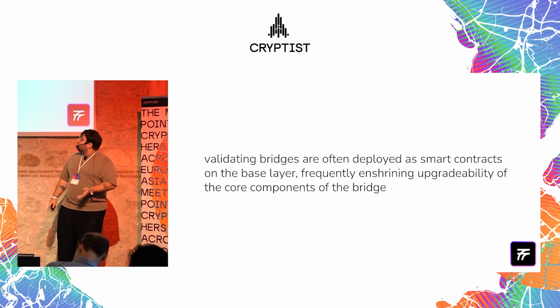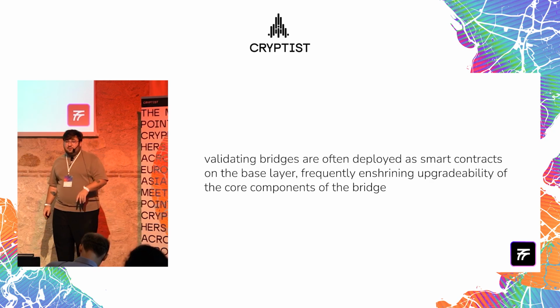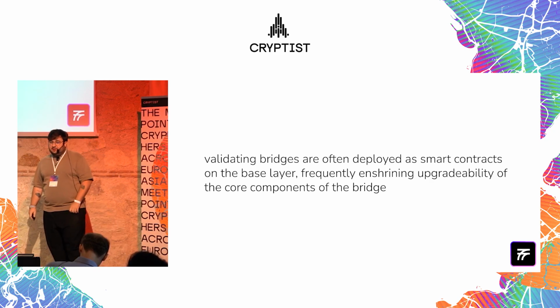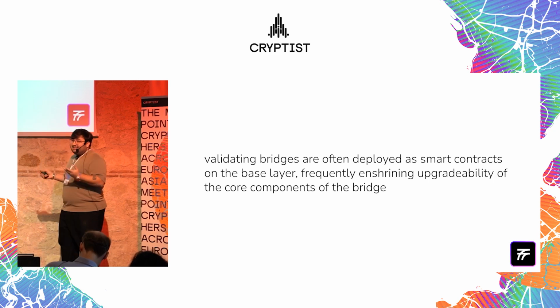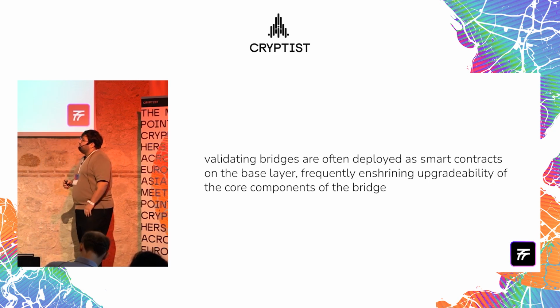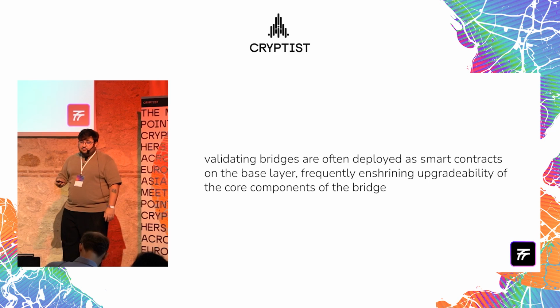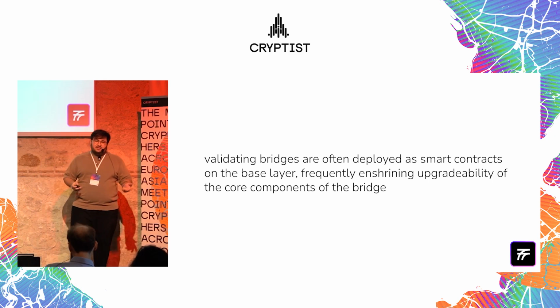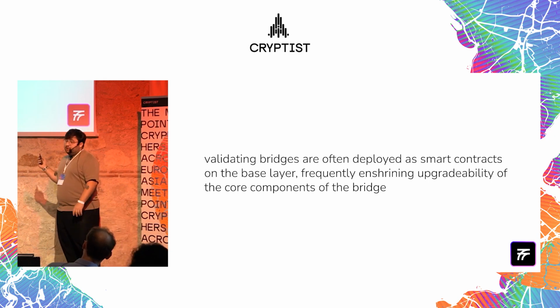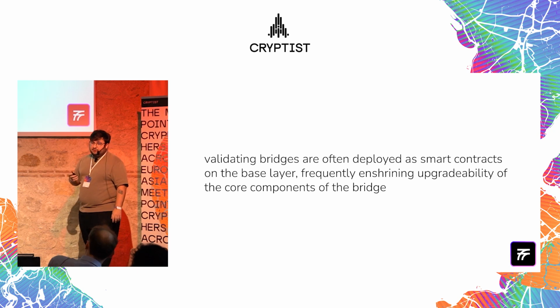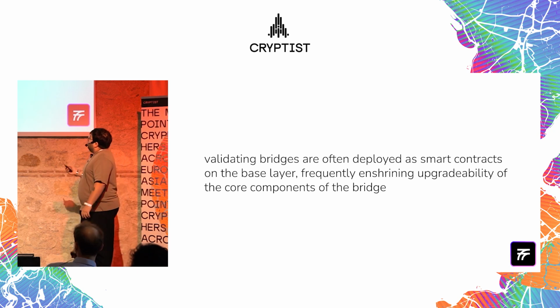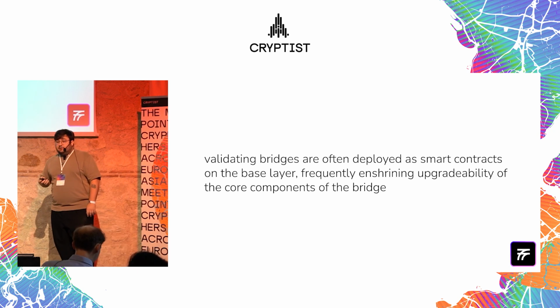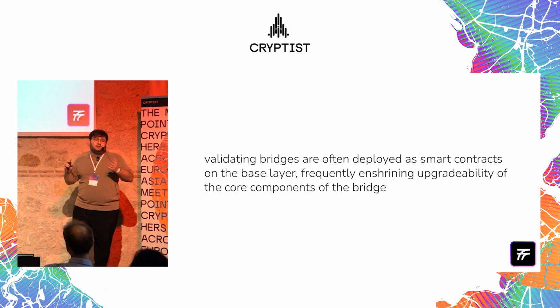And most commonly, validating bridges are deployed as smart contracts on the base layer, and that technically doesn't have to be the case. For example, Tezos just enshrines the validating bridge into the L1, so you can essentially deploy numerous L2s without deploying your own bridge. But in case of Ethereum and most of the other chains, you actually have to deploy a smart contract that represents that bridge. And they also frequently enshrine upgradability of the core components of the bridge. That's done for multiple reasons. One is security.